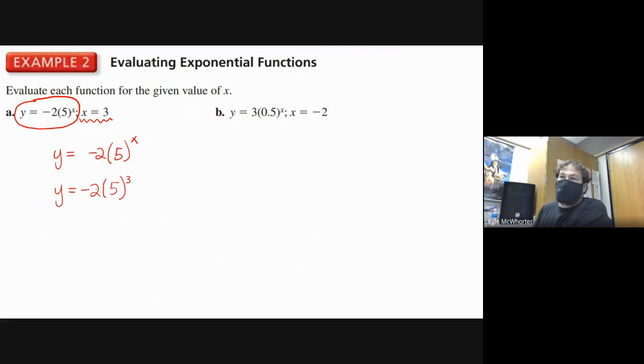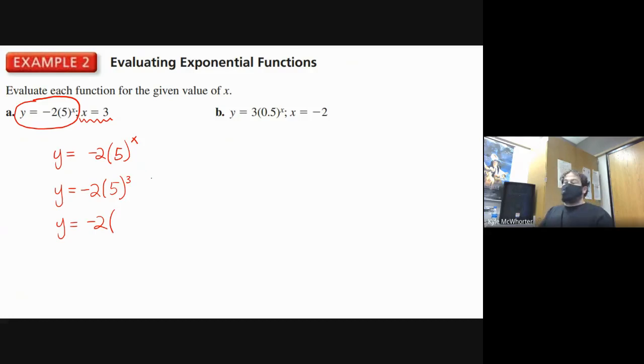And now we have to remember order of operations. What order do we do? -2 times 5, or do we do 5 to the 3rd power first? So if you remember PEMDAS, parentheses, exponents, then multiply, divide, then add and subtract. Inside the parentheses, there's nothing to simplify. It's just a 5. So the next thing is exponent. So we need to do 5 to the 3rd power next.